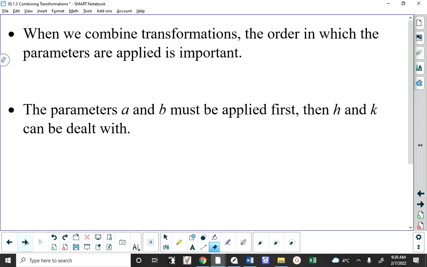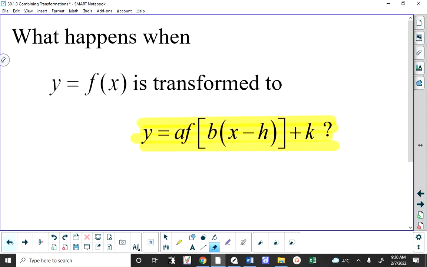And the order is really simple. You have to look at transforming the function by applying a and b first before you apply any changes for h and k. And I say it's really easy because there's a couple of things we can do to remember that. If you put those 4 parameters in alphabetical order, a comes before b, b comes before h, h comes before k. So if you do them in alphabetical order, you'll do them in the proper order. Alternatively, you could look at the order in which they appear in the equation or the template. A and B come first and then H and K.